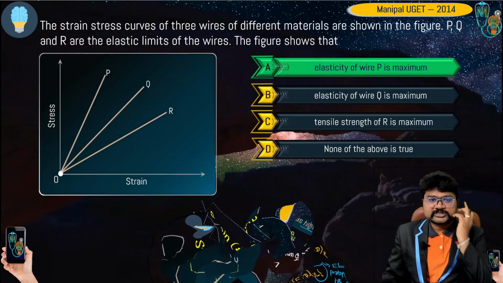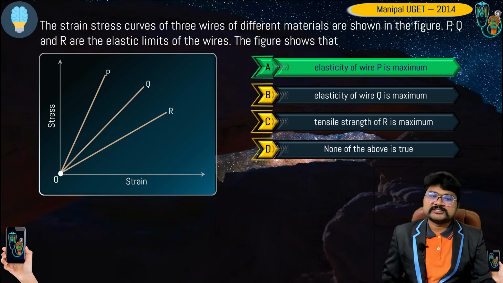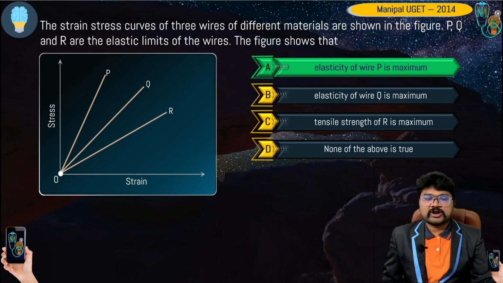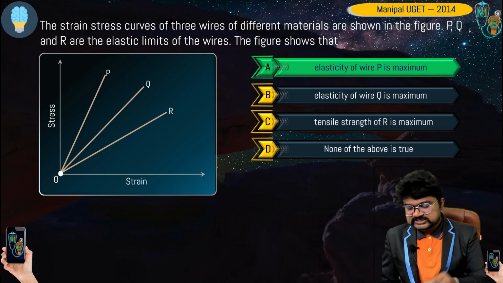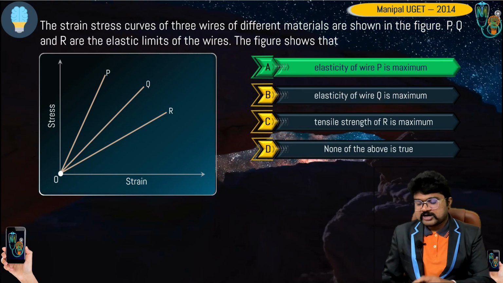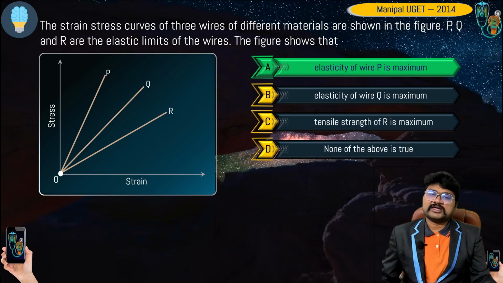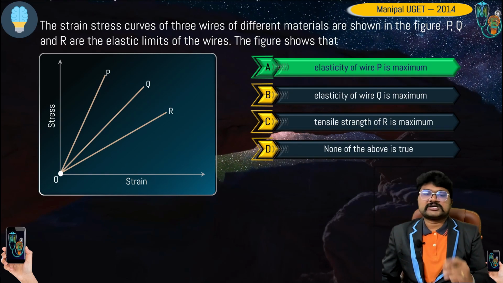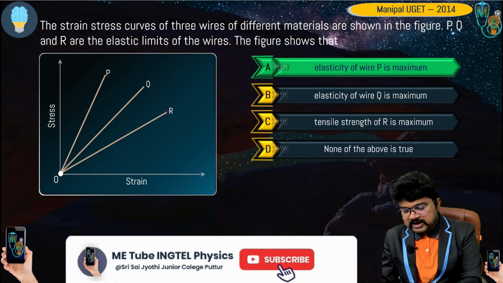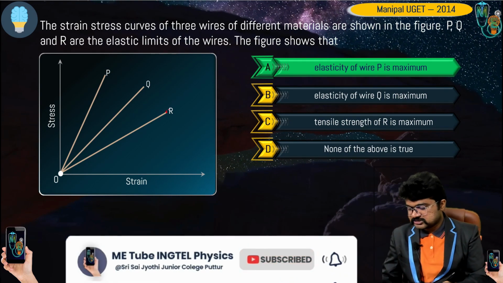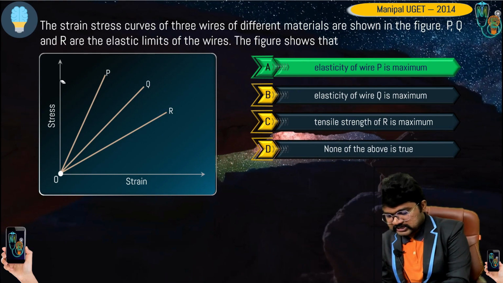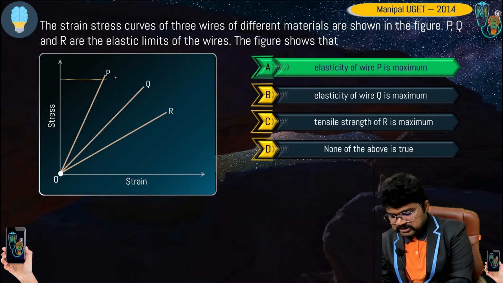Now we can see the options. Elasticity of wire P is maximum, elasticity of wire Q is maximum, tensile strength of R is maximum, none of the above. Here, elasticity of wire P is maximum, because the higher the Young's modulus, the higher the elastic property. Tensile strength of R is not maximum, tensile strength of P is maximum. So that is the thing. You can easily say it like this.